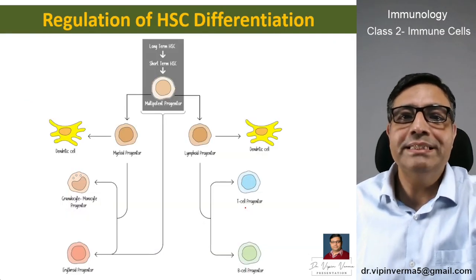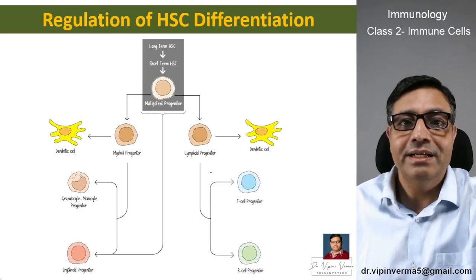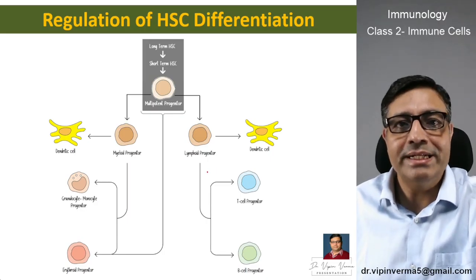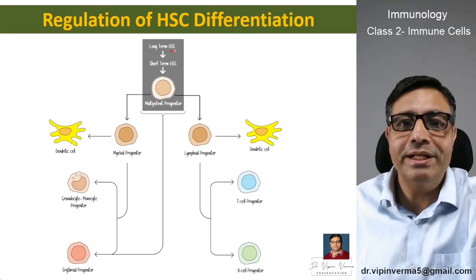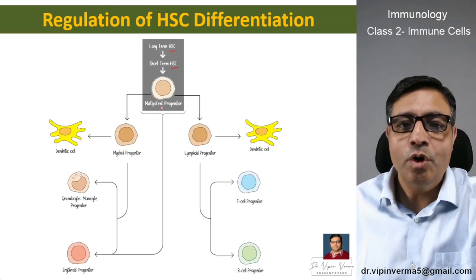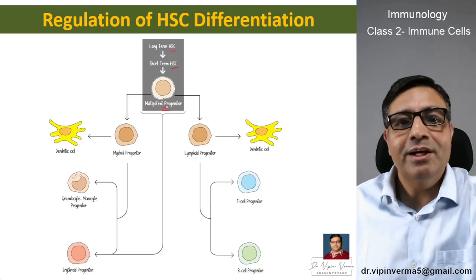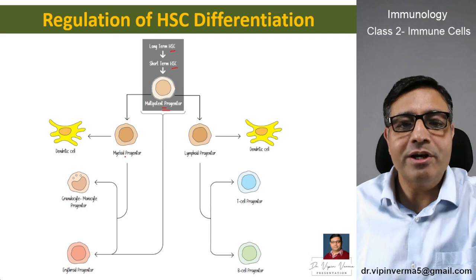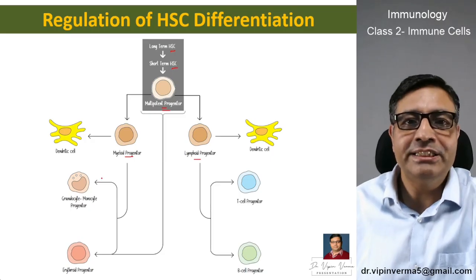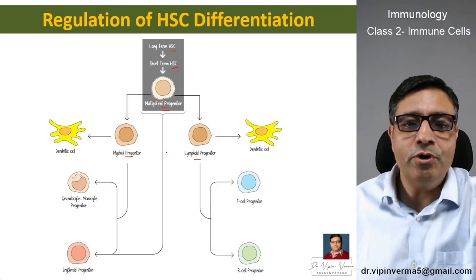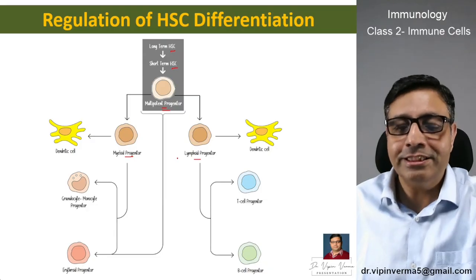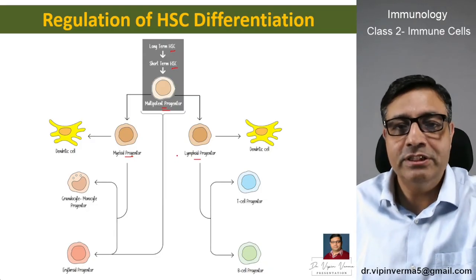Now we will see how these hematopoietic stem cells are differentiated and how the differentiation is regulated. So you can see here we have the long term hematopoietic stem cell, then the short term hematopoietic stem cell. The long term hematopoietic stem cell gives rise to short term hematopoietic stem cells, and short term hematopoietic stem cells give rise to multipotent progenitor cells. Now, these multipotent progenitors will give rise to either myeloid progenitor or lymphoid progenitor, and then they can give rise to further terminally differentiated cells of their respective progeny, either the myeloid or the lymphoid one. Okay, in the last slide we just saw this.